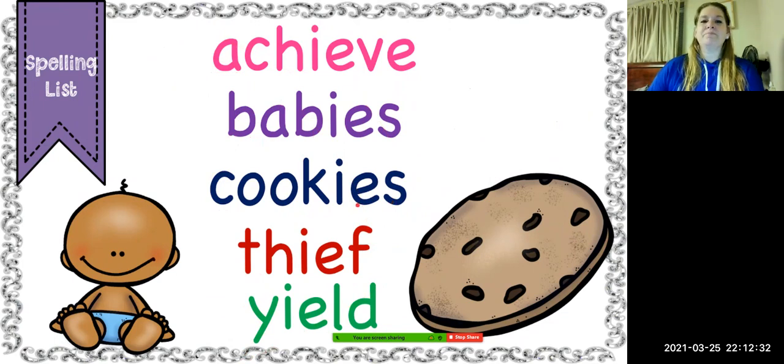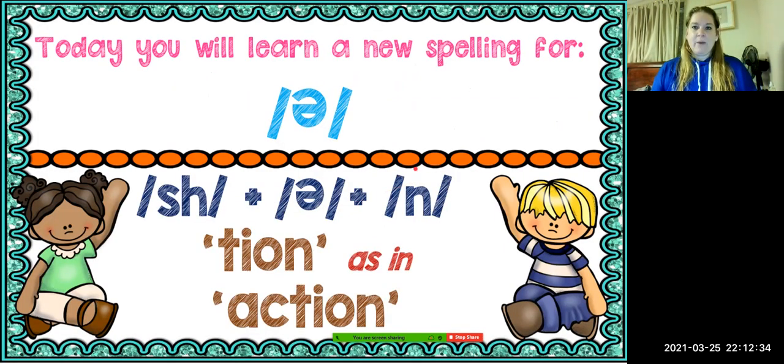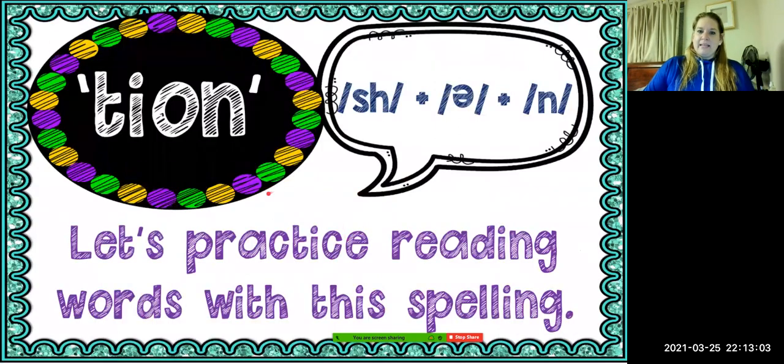I bet you did. All right, so today we are going to learn a new spelling for the schwa sound, and it starts with sh and ends with n. And you guys have heard this sound before. It's shun, as in action. And the way that it is spelled is with T-I-O-N. T-I-O-N says shun. So let's practice reading words with this spelling.